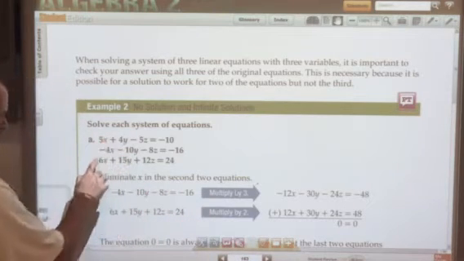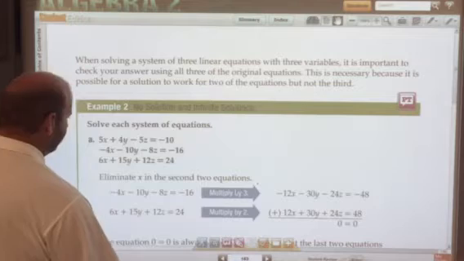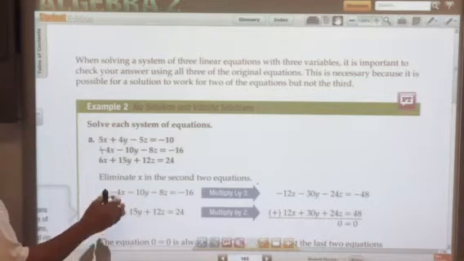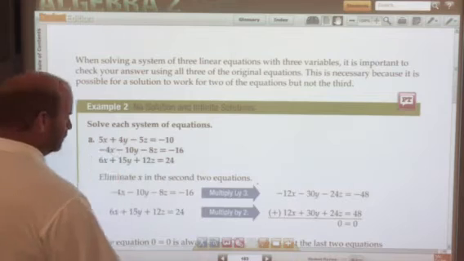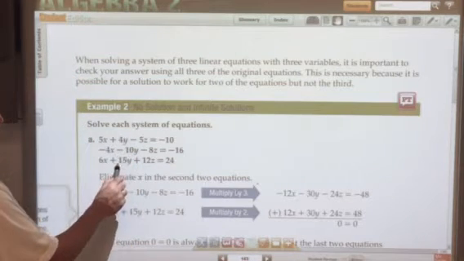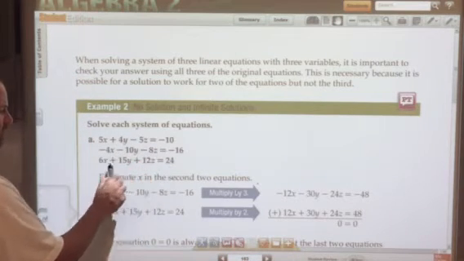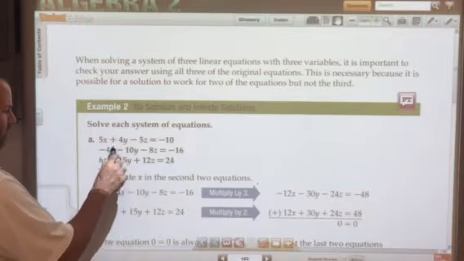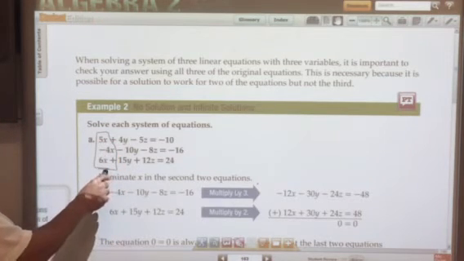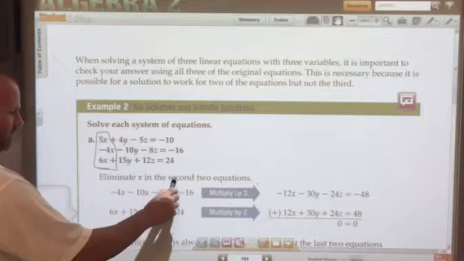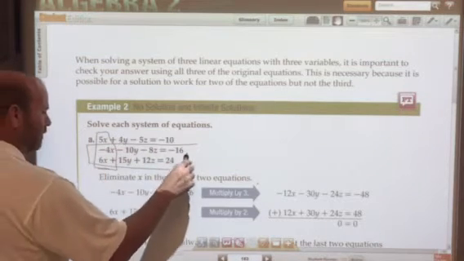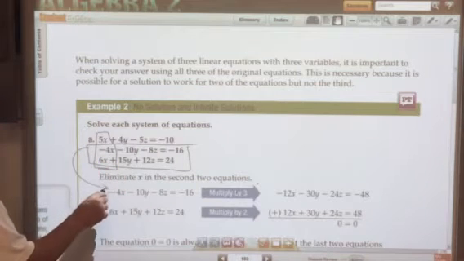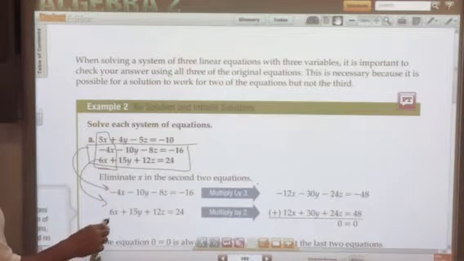So the choice here, you got 5, 4, and 6. You got 5, -4, and 6. You have 4, -10, and 15. You got 5, 8, and 12. So the simplest thing to solve for here is to get rid of the x's. So in the second two equations, so in these two equations, right? That equation is there. That equation is there.